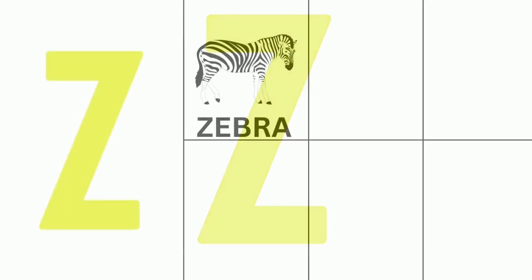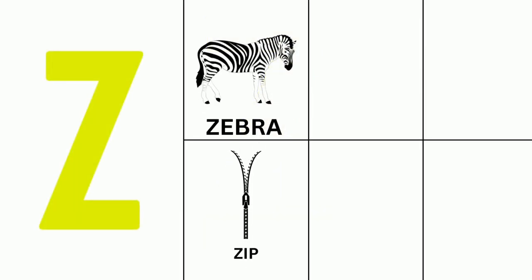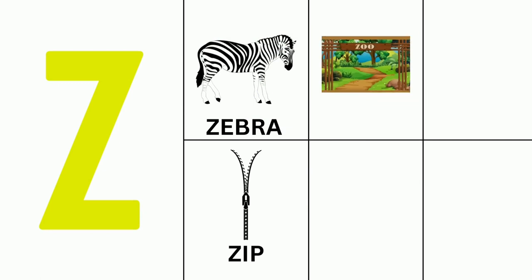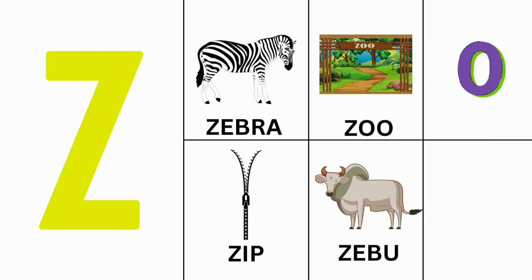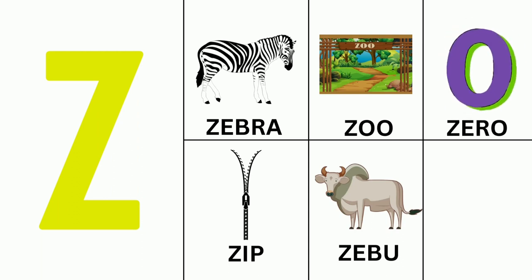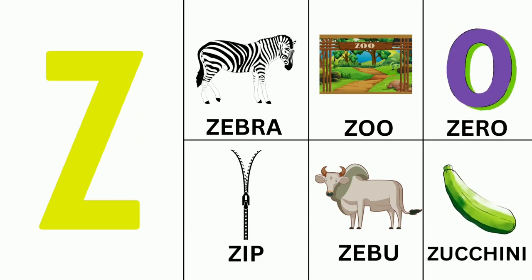Z. Let's learn the words that start with Z. Z for zebra. Z for zip. Z for zoo. Z for zebu. Z for zero. Z for zucchini.